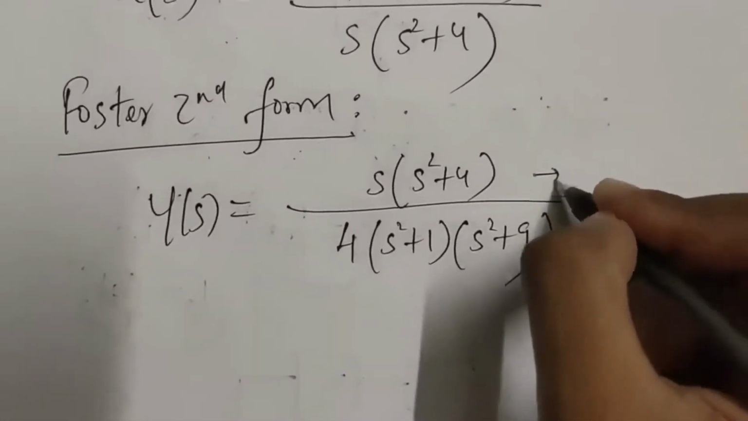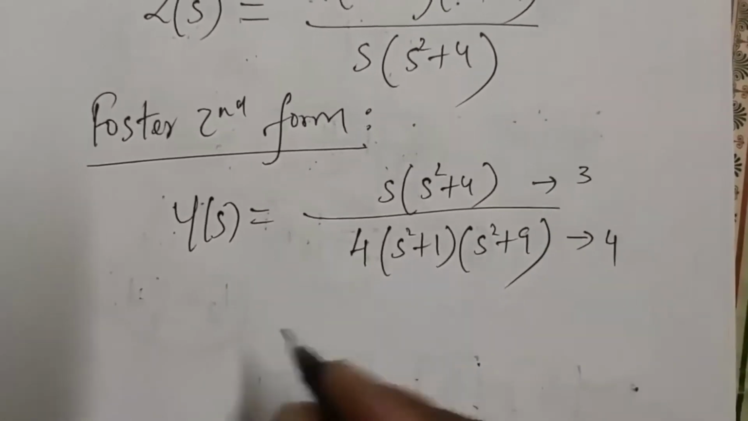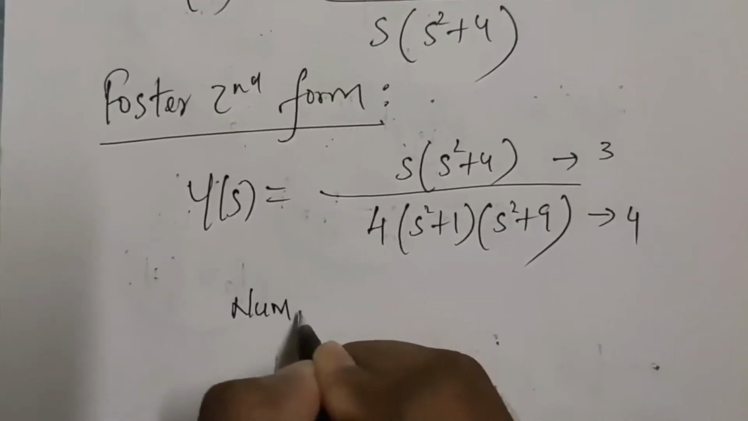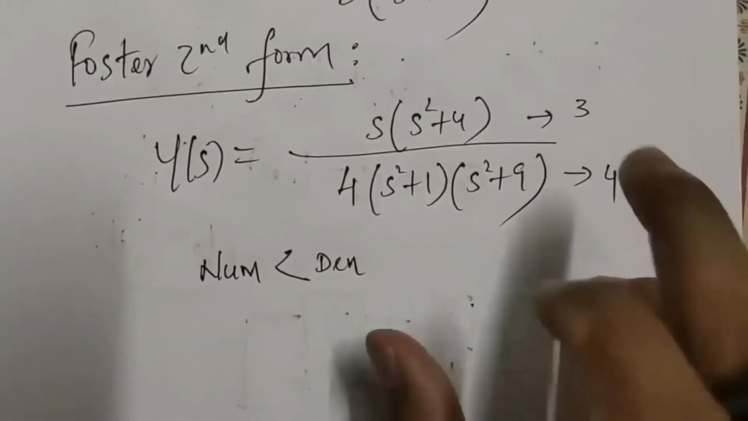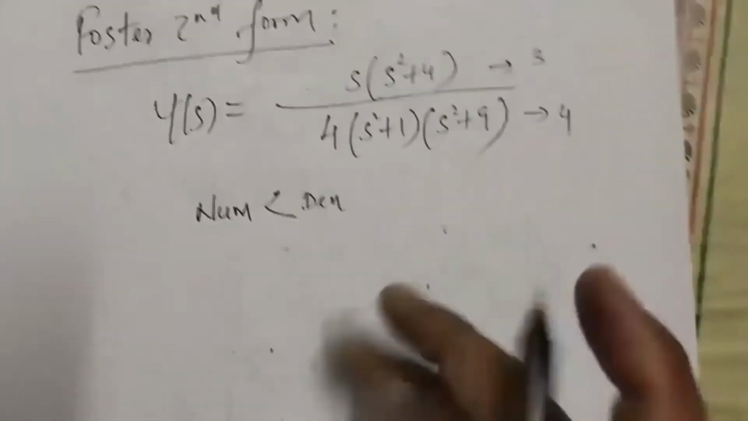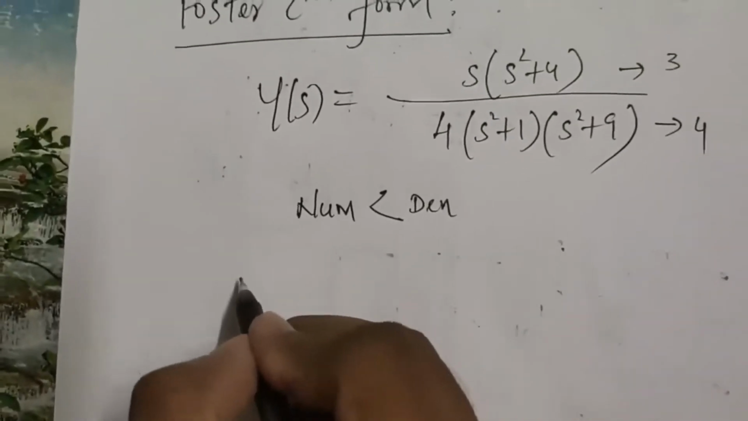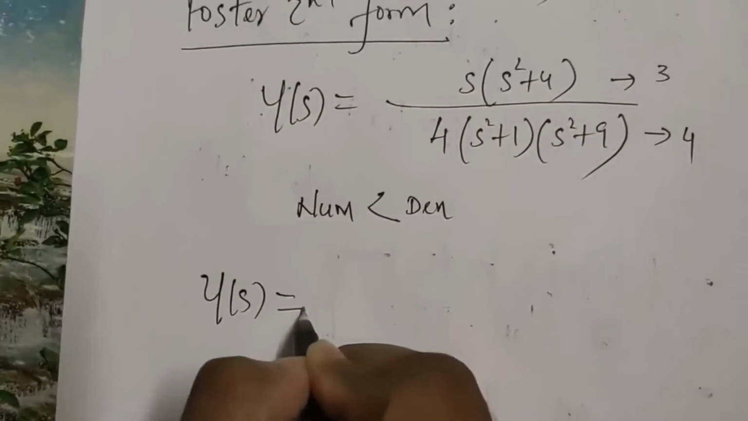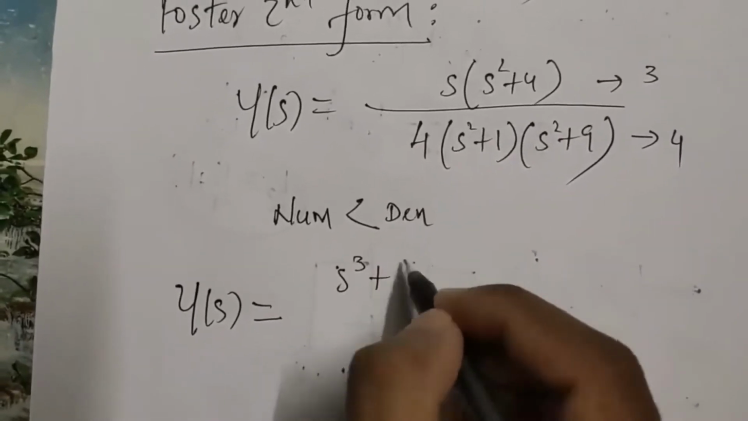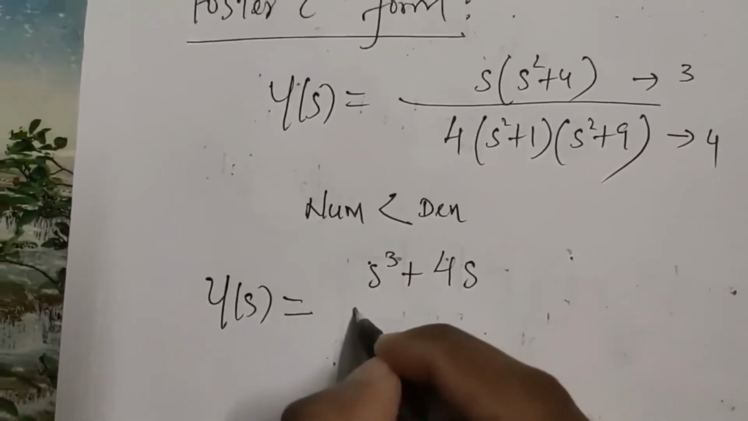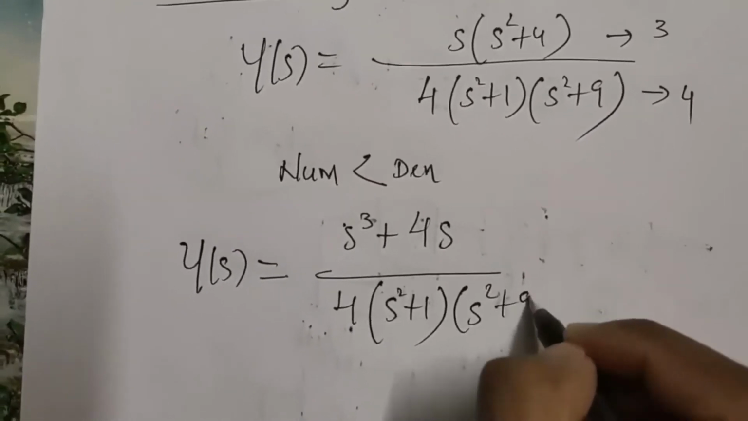Here the degree of numerator is 3, the degree of denominator is 4. So the condition is satisfied, that is, the numerator degree is obviously less than the denominator degree. So we will go directly to apply partial fractions. Before applying partial fractions, I'll just rewrite the given expression as Y of S is equal to, I'll take the 4 out, the numerator s cube plus 4s divided by 4 into (s square plus 1) into (s square plus 9).